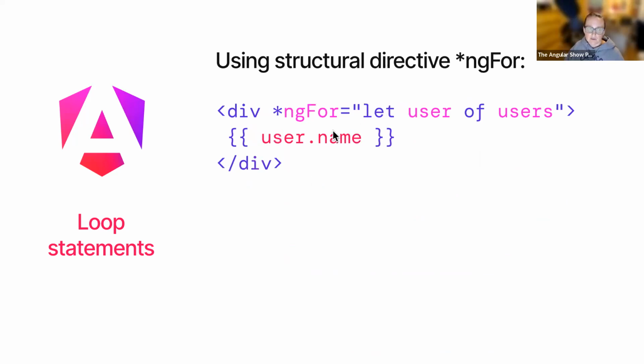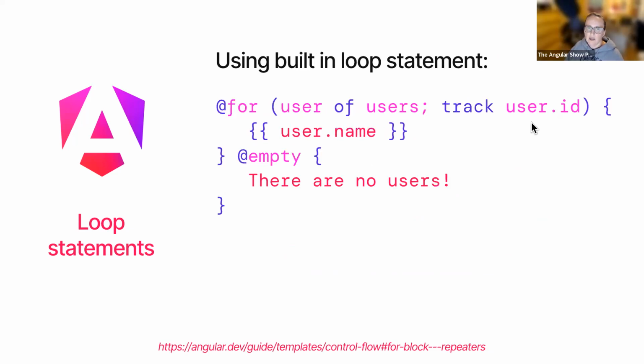Next, we have loop statements. So we would use ng-for to do that. So ng-for would essentially iterate over these divs. So for every user in the array, it will create a new page element. And now this doesn't look too terrible, but this is what the new syntax looks like. And what I really appreciate about this, I have another slide to talk about it, is this track method here. Also this ability to put in an empty block.